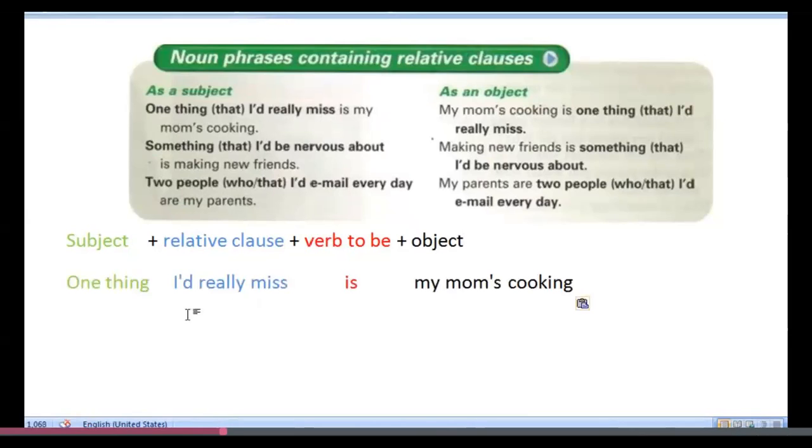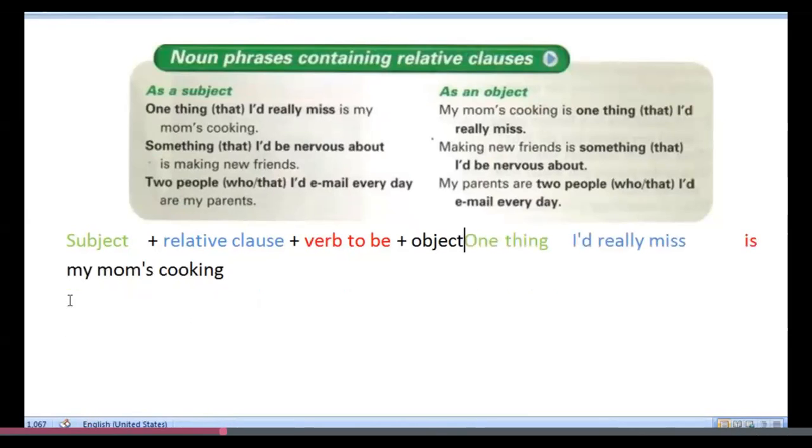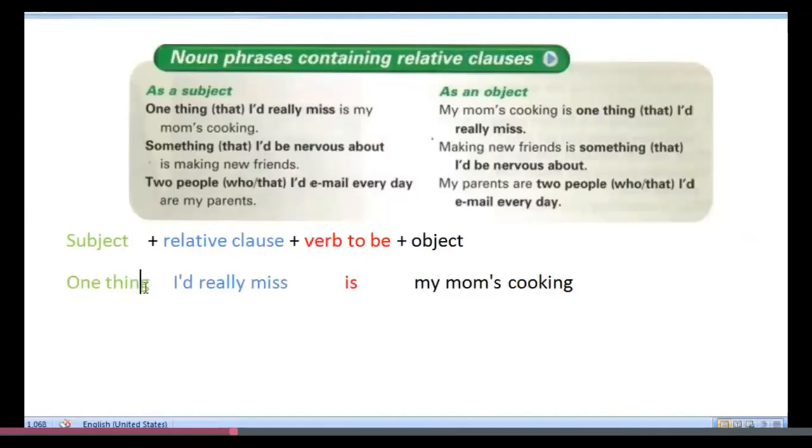Okay. All right. So as I mentioned, one thing becomes the subject of the sentence. I've colored that in green so we can see the difference between what's a verb and what's a subject, what's a relative clause, what's a verb, and what's the object of this particular idea. Then this is followed by the relative clause. I colored this in blue so you can see what I'm referring to as a relative clause. And then the verb to be. Now the verb to be needs to match with the subject, if you will. So if the subject were to be plural, then this should change to are.